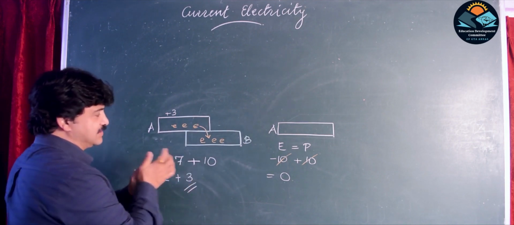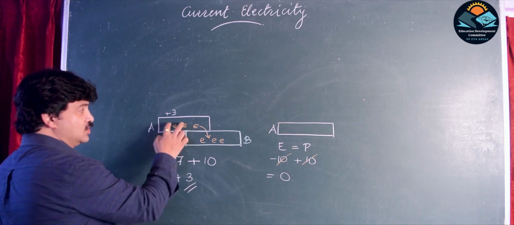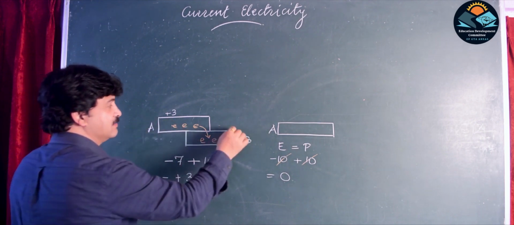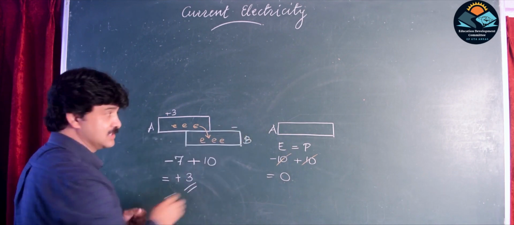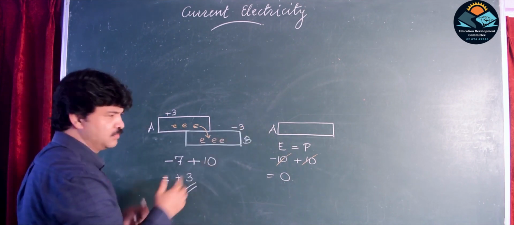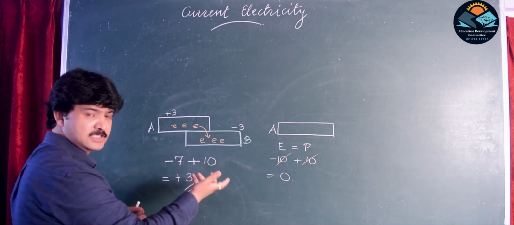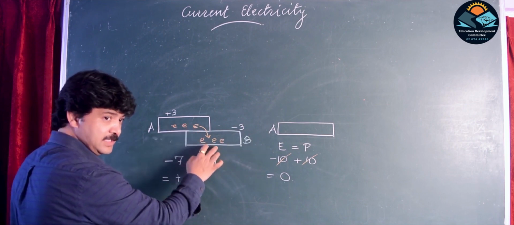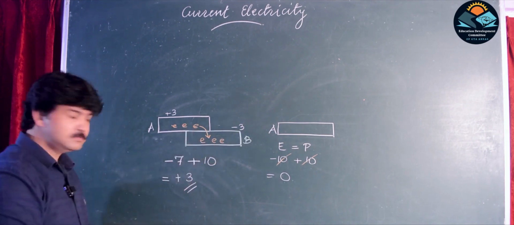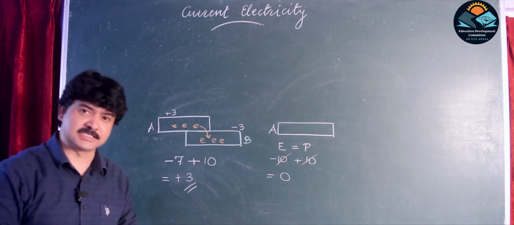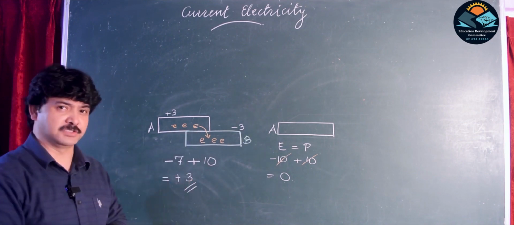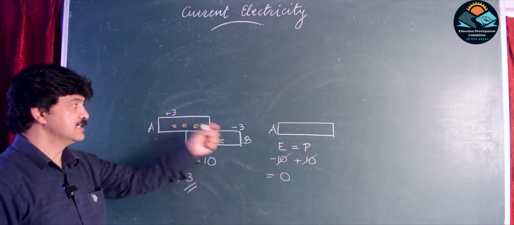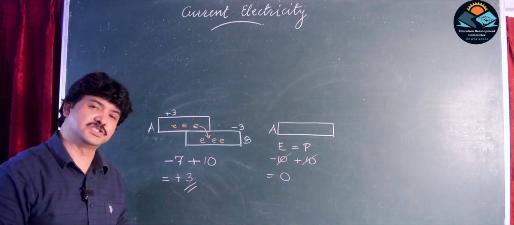After rubbing, as the electrons move from A to B, A will be positively charged and B will be negatively charged, and this will be minus 3. Why minus? Because it has more electrons. And why 3? Because 3 electrons have moved from A to B. So this is how charges are produced by friction. There are two types of charges: positive charge and negative charge.